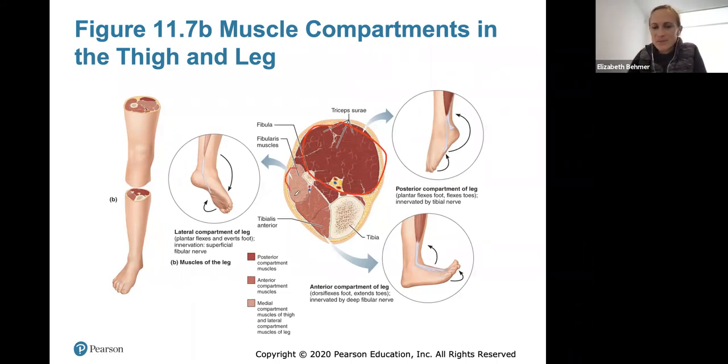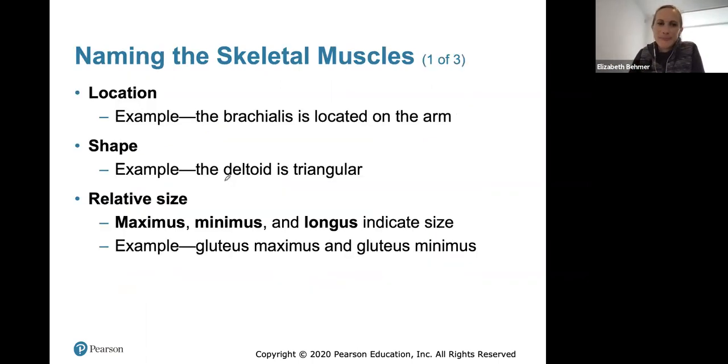The fibularis muscle is on the lateral compartment and will help to evert the foot, so take the feet off to the sides.